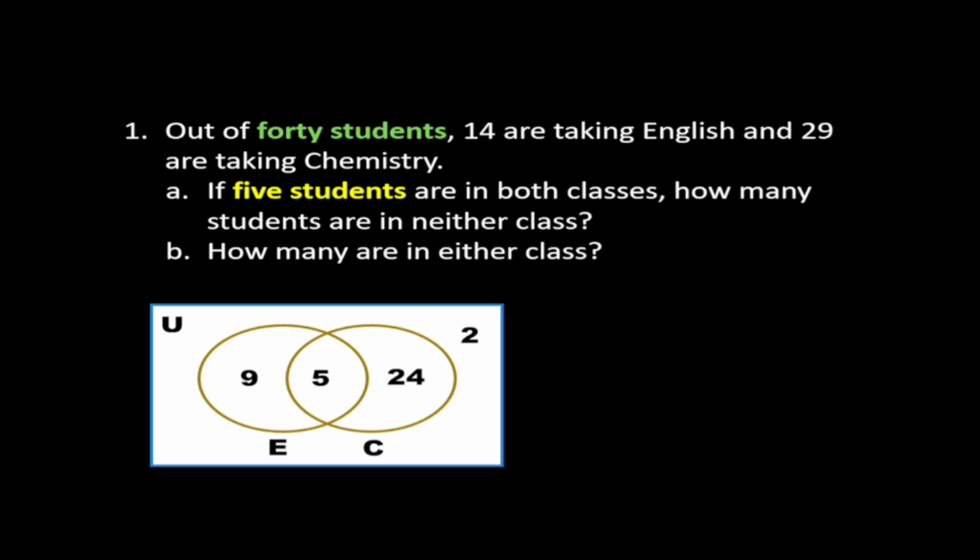Now, from here, we can answer the questions. If 5 students are in both classes, how many students are in neither class? When we say neither, that's complement, and the answer is 2. And how many are in either class? The answer is 38. When we say either, that is a union, meaning we are going to combine the elements in both sets. We have here the English and the chemistry, so 9 plus 5 plus 24 is equal to 38.